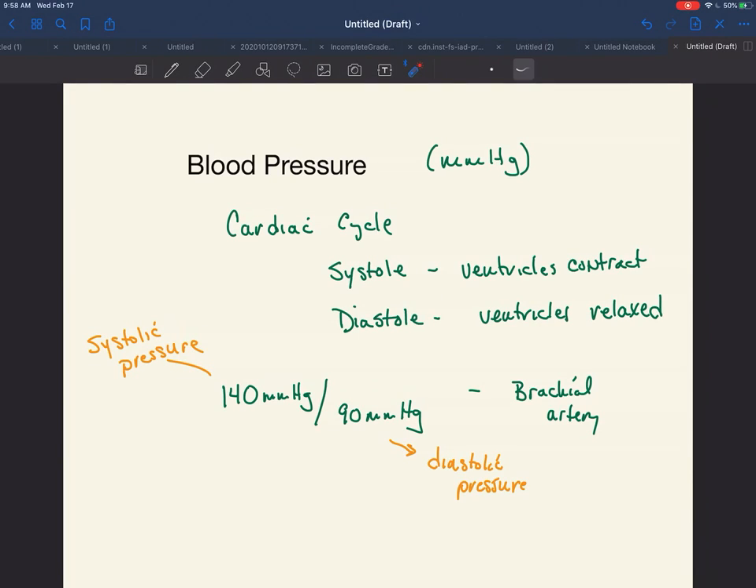Okay, so we have blood pressure, and this again is measured in millimeters of mercury. Blood pressure is what causes the blood to move through your vessels, a difference in pressure. So blood always travels from a high to a low pressure. When we're talking about the blood pressure, it depends upon whether or not the heart, the ventricles of the heart, are currently contracting or whether they are relaxed.